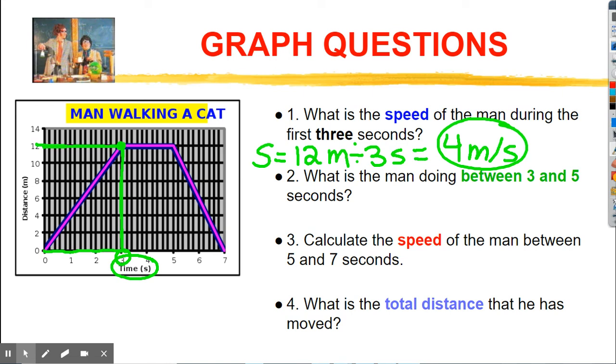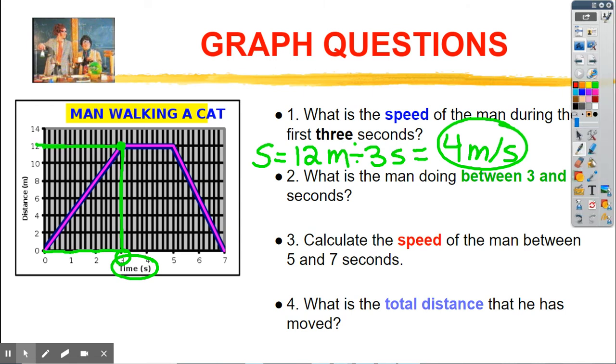Number 2 says, what is the man doing between 3 and 5 seconds? So, change my color. Here we have 3 seconds, so I'm going to draw my line up. And then here we have 5 seconds. I'm going to draw my line up right here. So we have a flat horizontal line. So what is this man doing during these 3 and 5 seconds? He is not moving. He is standing still, or taking a break.